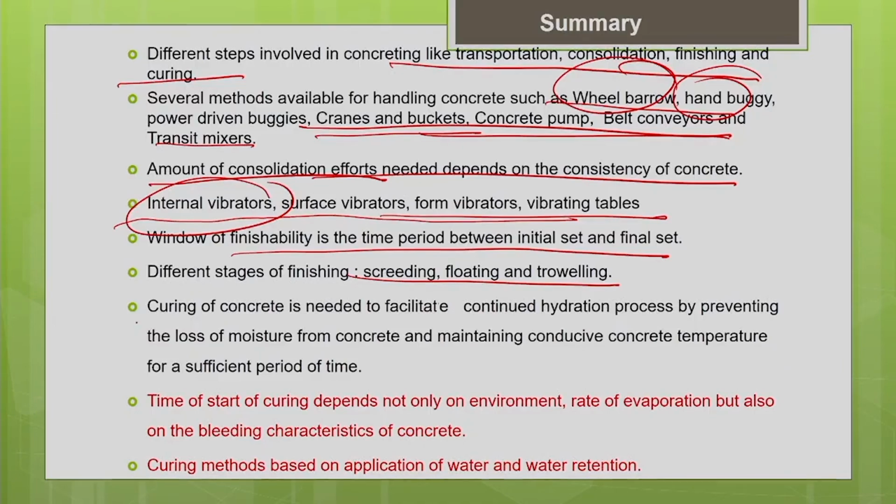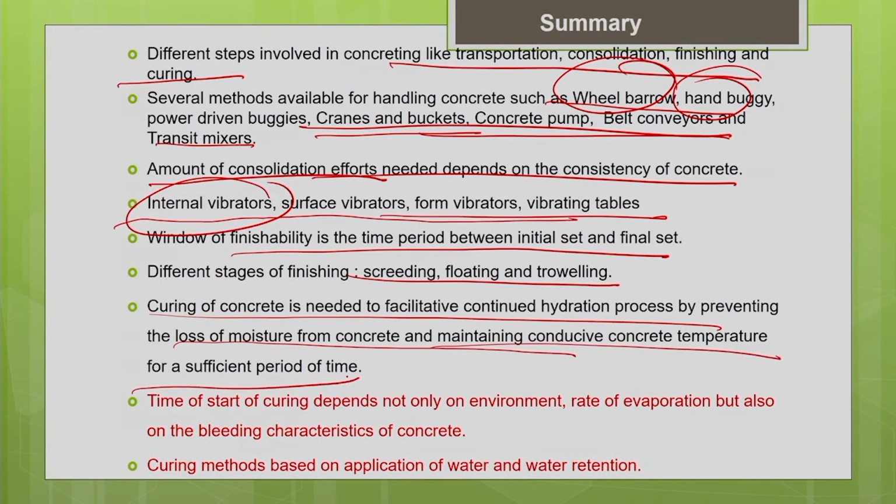Then, coming to the curing of concrete, curing is a very important step. It helps facilitate the continued hydration process. Based on curing only, you can have a very good microstructure in the concrete. So, why do we do curing? We need to prevent the loss of water or moisture from the concrete, and we need to maintain the concrete temperature, so that the hydration process will continue for a longer time. That is the reason we go for curing of the concrete.